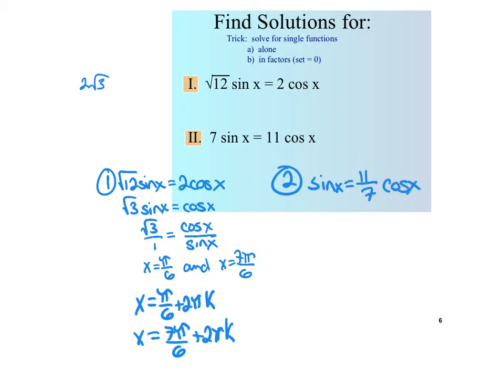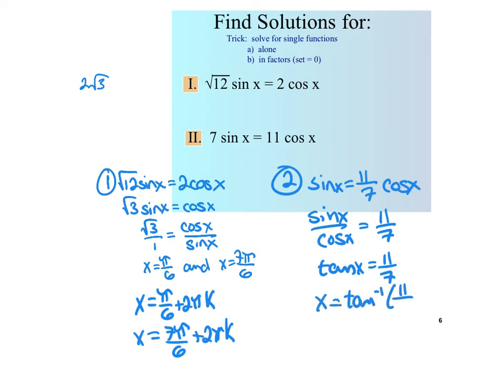And divide both sides by cosine, because I know I'm going to use my calculator. I don't know 11 over 7 on the unit circle, but I do know that I can use inverse tangent to solve this. So in my calculator, I would do x equals the inverse tangent of 11 over 7. Since I did the other one in radians, I'm going to keep it in radians.